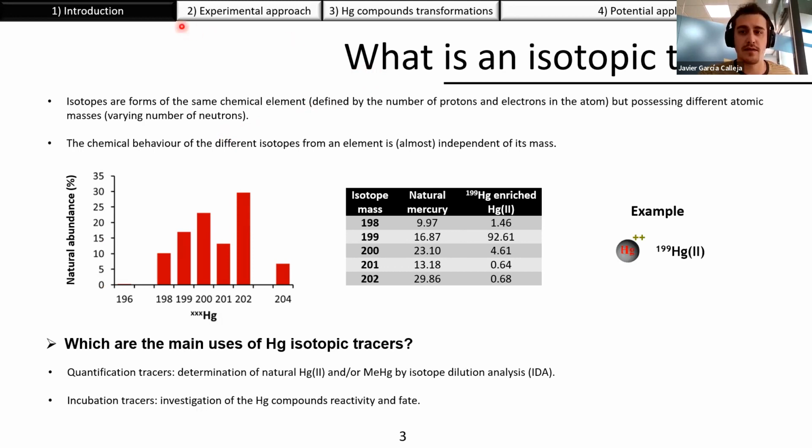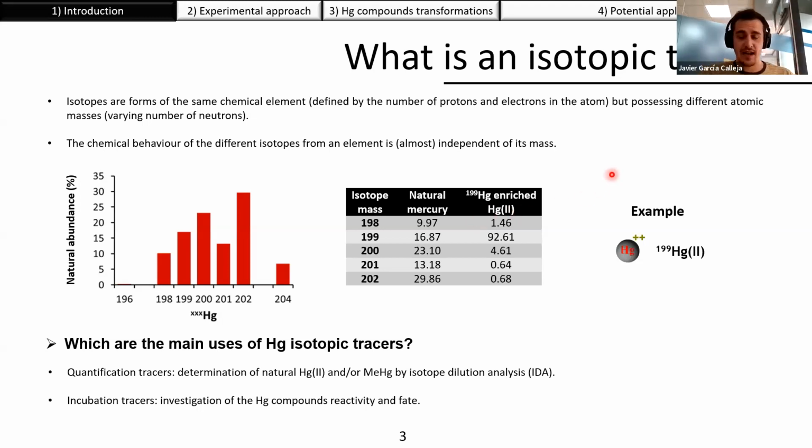First, we have to answer this question. What is an isotopic tracer? An isotopic tracer is an element which is enriched in one of its isotopes. It's important to point out that the chemical behavior of the different isotopes is independent from its mass. For example, you can see here the natural isotopic distribution of mercury isotopes. And as you can see here, we have the inorganic mercury 199, which is enriched in that isotope, but you can also see that you have other contributions.